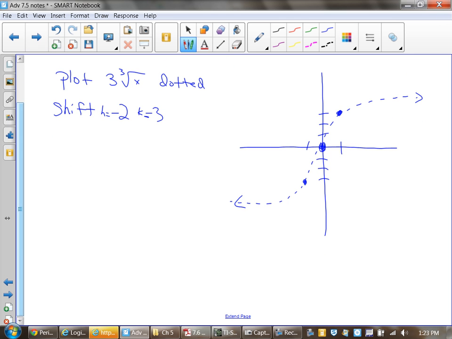So if I start at 0, I go left 2, and I go down 3. If I go to 1, I go left 2, down 3. And then here I go left 2, down 3. And there's my real graph.